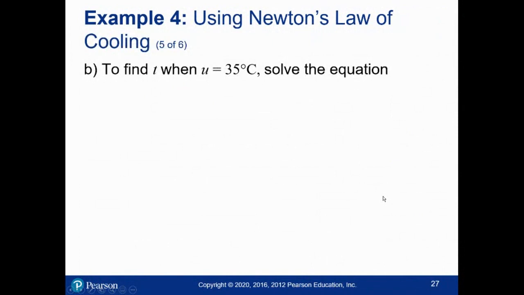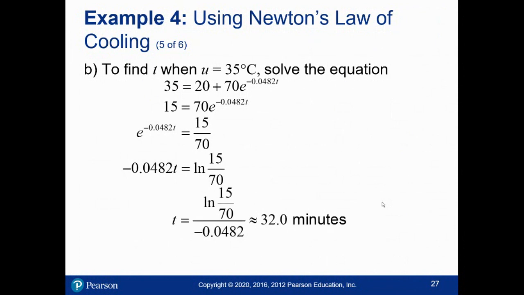The second part of the problem said, find the time when it will reach 35 degrees Celsius. So again, we're just letting the temperature be 35 and time be unknown. Subtract the 20, divide by 70, take a natural log, divide by k, 32 minutes. Okay, it's the same work. All we did was change this value over here to be 35 instead of 50.